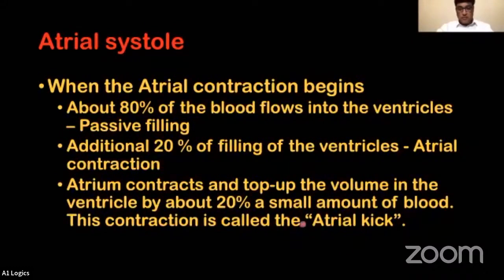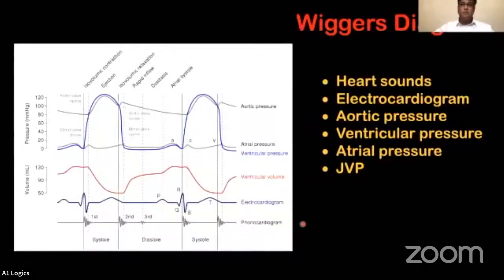Now, this is very important because when there is tachycardia, or an increase in heart rate, the duration of the cardiac cycle decreases. At that point of time, the atrial kick comes into action. Normally the atrial kick is 20%, but during tachycardia, the atrial kick can increase to 30 to 40%. So that is the implication.